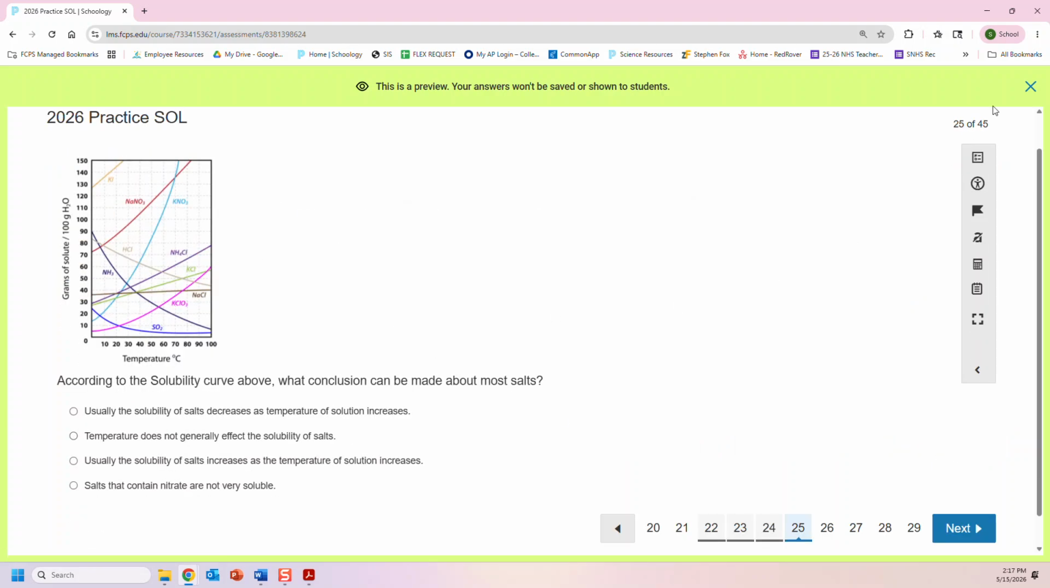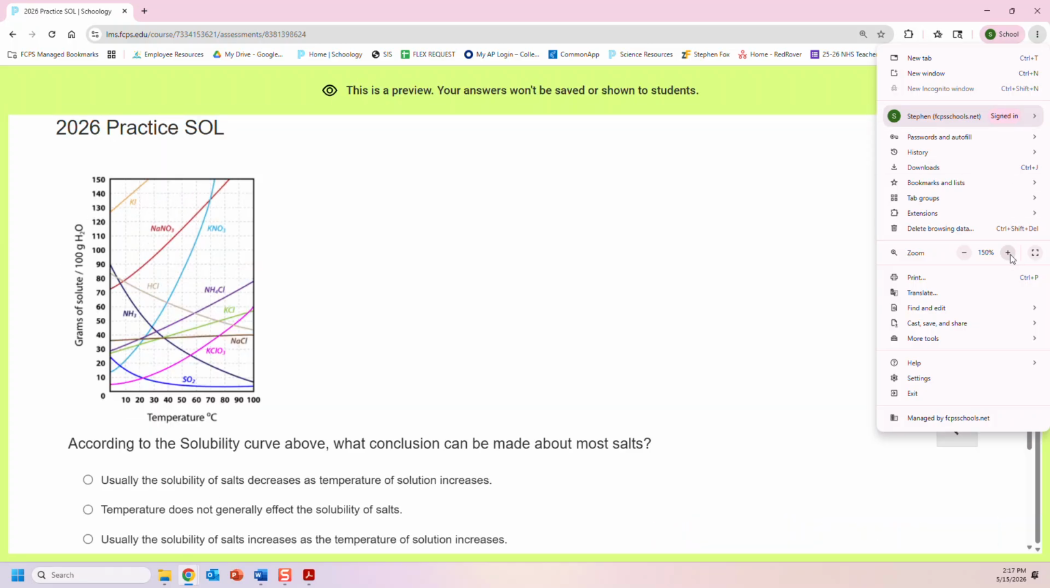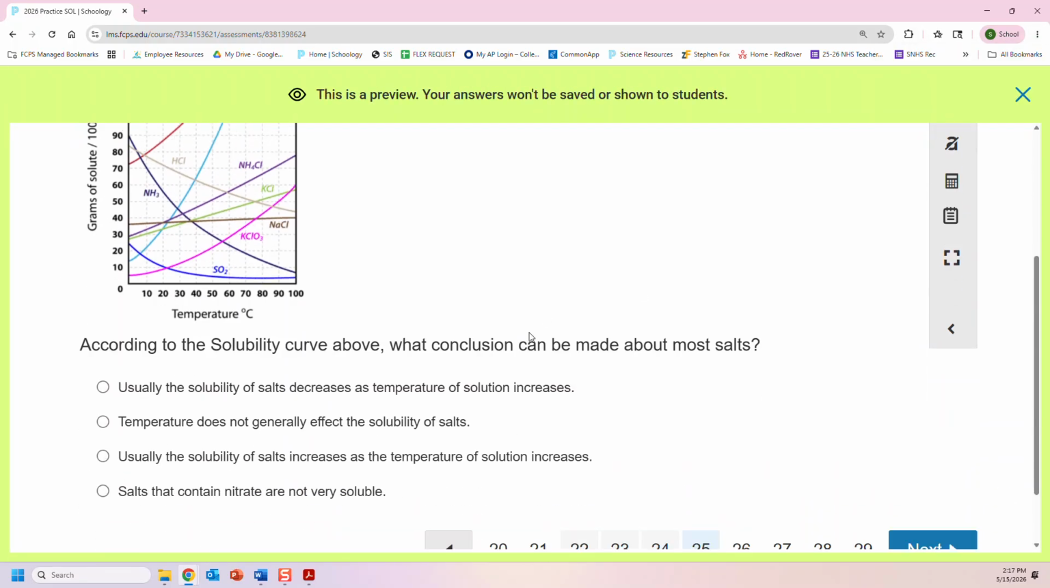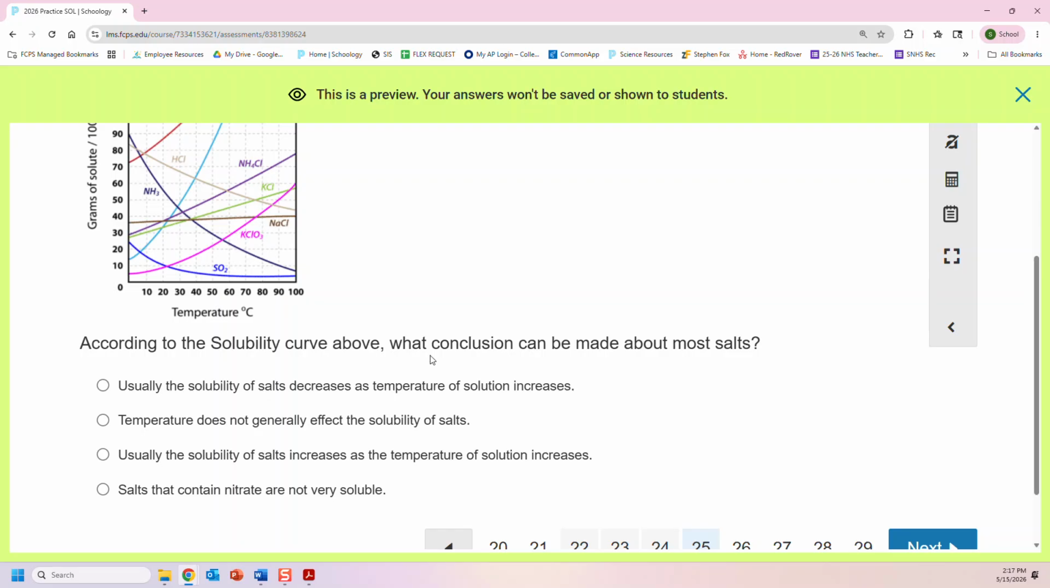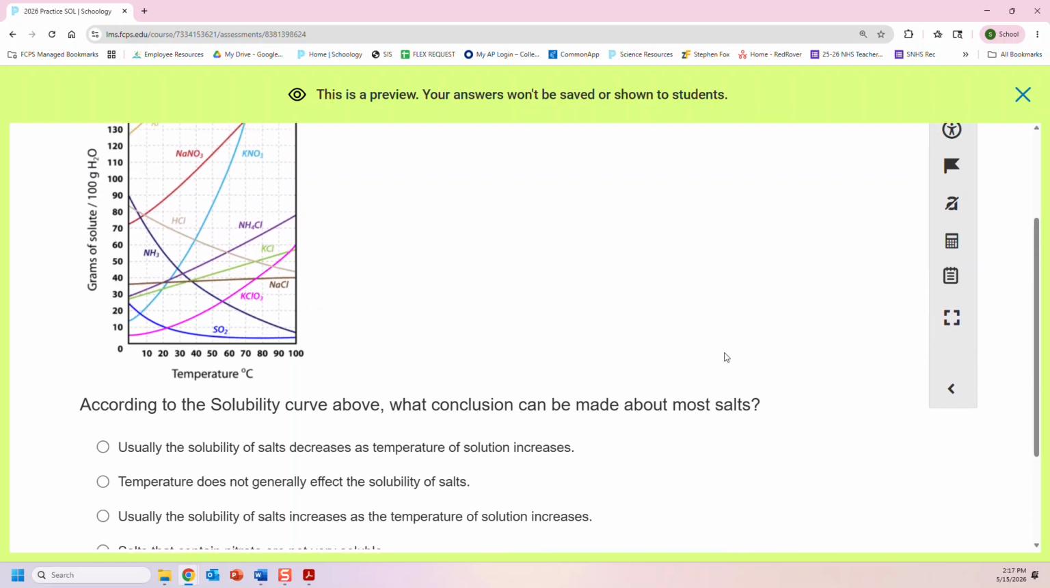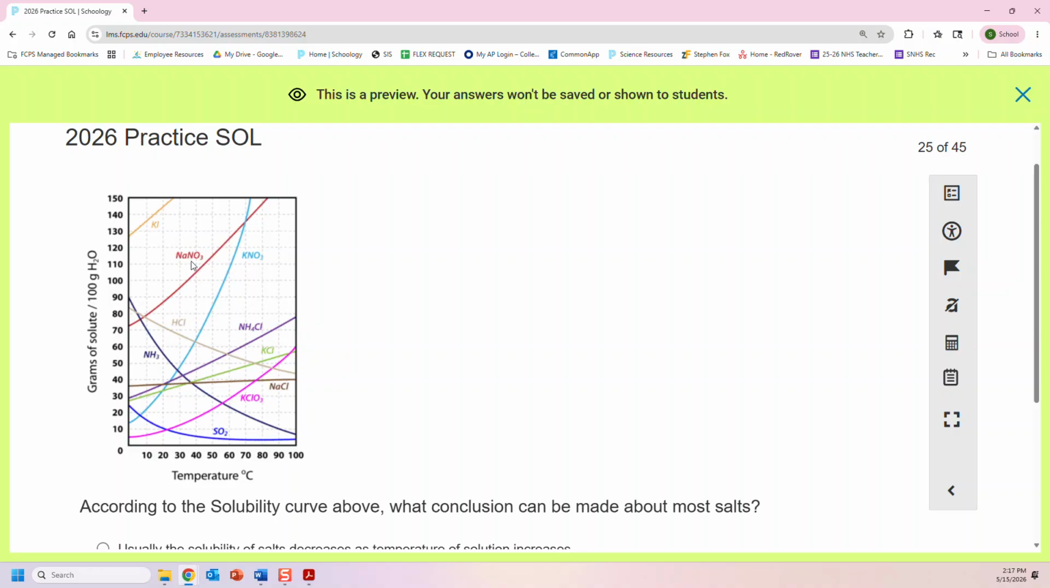All right, so here we have a solubility curve. Let me try to zoom in so we might be able to see it a little bit better, okay? And it says, according to the solubility curve above, what conclusions can be made about salts? So remember, the ionic compounds are salts. So KI is a salt, sodium nitrate is a salt, KNO3 is a salt, ammonium chloride is a salt, this potassium chloride is a salt, the sodium chloride is a salt, the potassium chlorate is a salt. But like HCl, that's either a gas or aqueous when it's in water, right? Ammonia is a gas, SO2 is a gas, right? So they're not talking about those three. They're talking about the rest of them. All right, those are the salts.